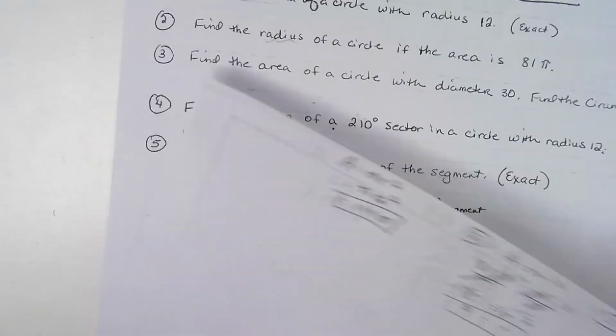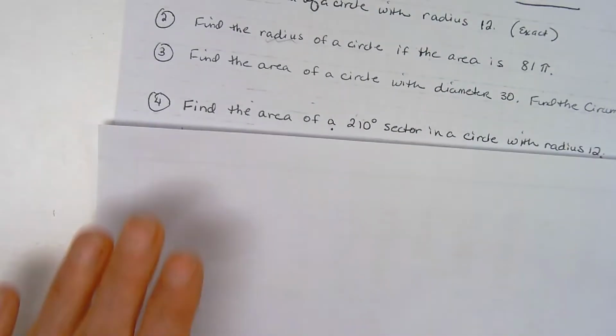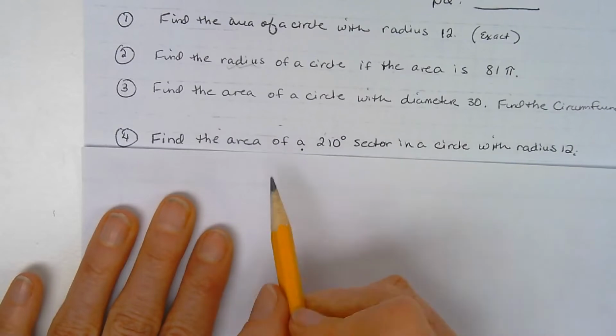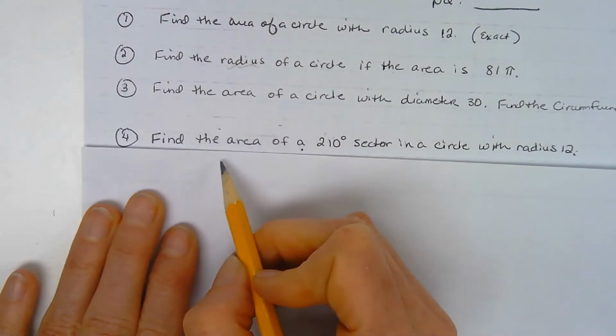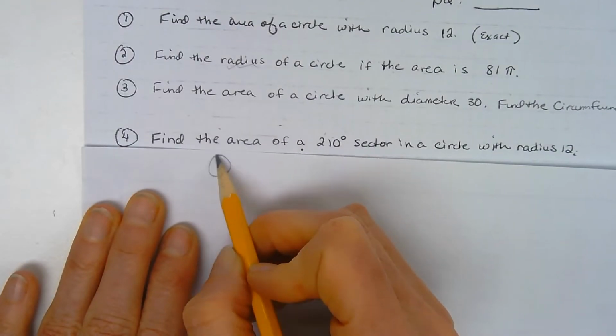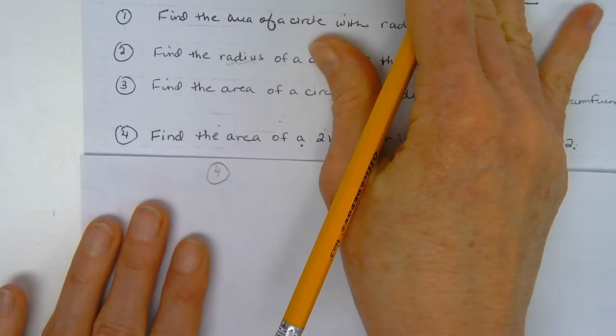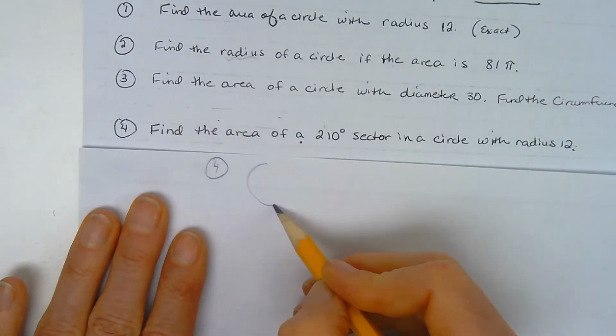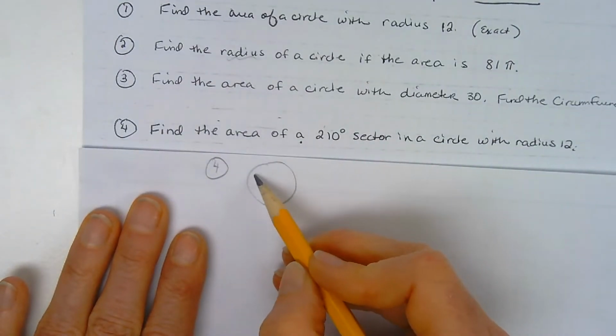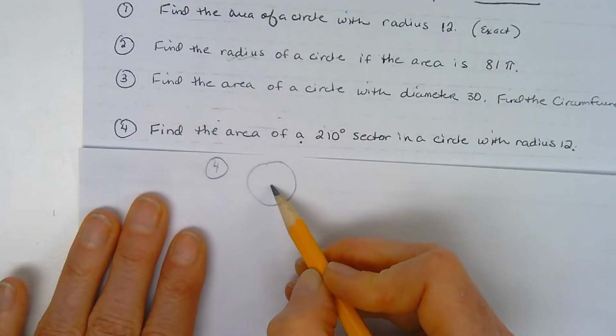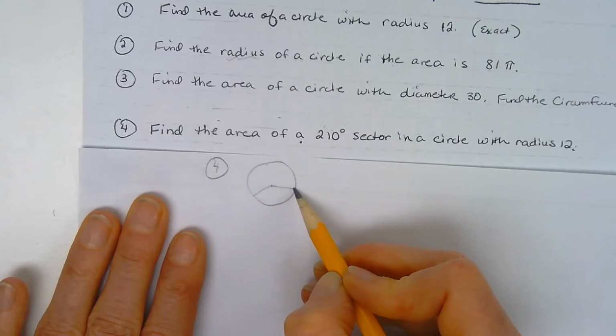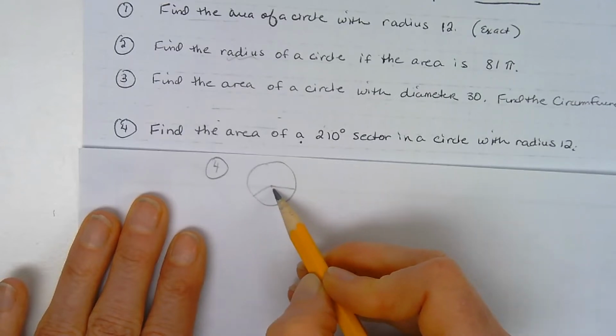Number 4, find the area of a 210-degree sector in a circle with radius 12. Now I could make a picture. If that helps, I could sketch something. 210 is something like this. It's bigger than 180.